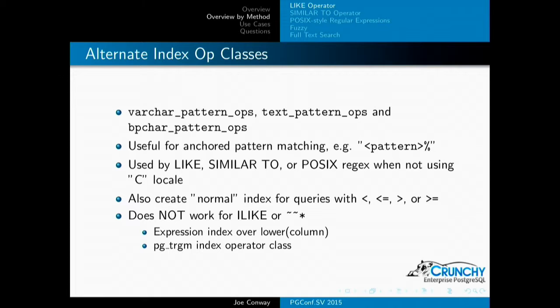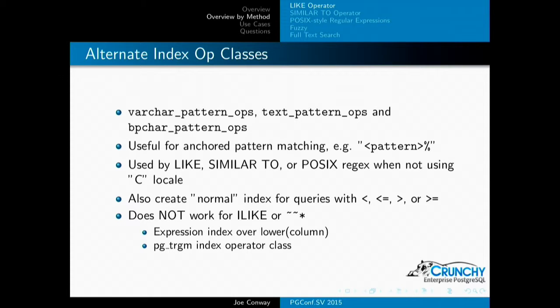There are these three built-in pattern ops that are used if you're doing an anchored pattern, so you have a pattern and then a percent sign, and you're not in a C locale. B-tree indexes, the normal B-tree index, will not get used. So you need to build the index with these special pattern ops in order to use an index on that kind of anchored query if you're using something other than the C locale, which these days virtually everyone is, using UTF-8.